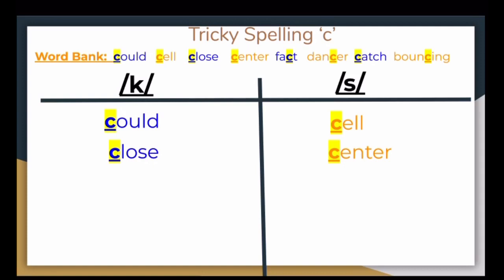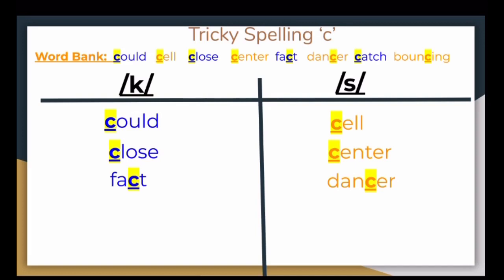Now let's look at the word fact. If it makes the K sound, touch your nose. If it makes the S sound, touch your head. Ding, ding, ding. If you said the K sound and you're touching your nose, you're correct. Let's look at the word dancer. If it makes the K sound, touch your nose. If it makes the S sound, touch your head. Ding, ding, ding. If you said the S sound and you're touching your head, you're correct.